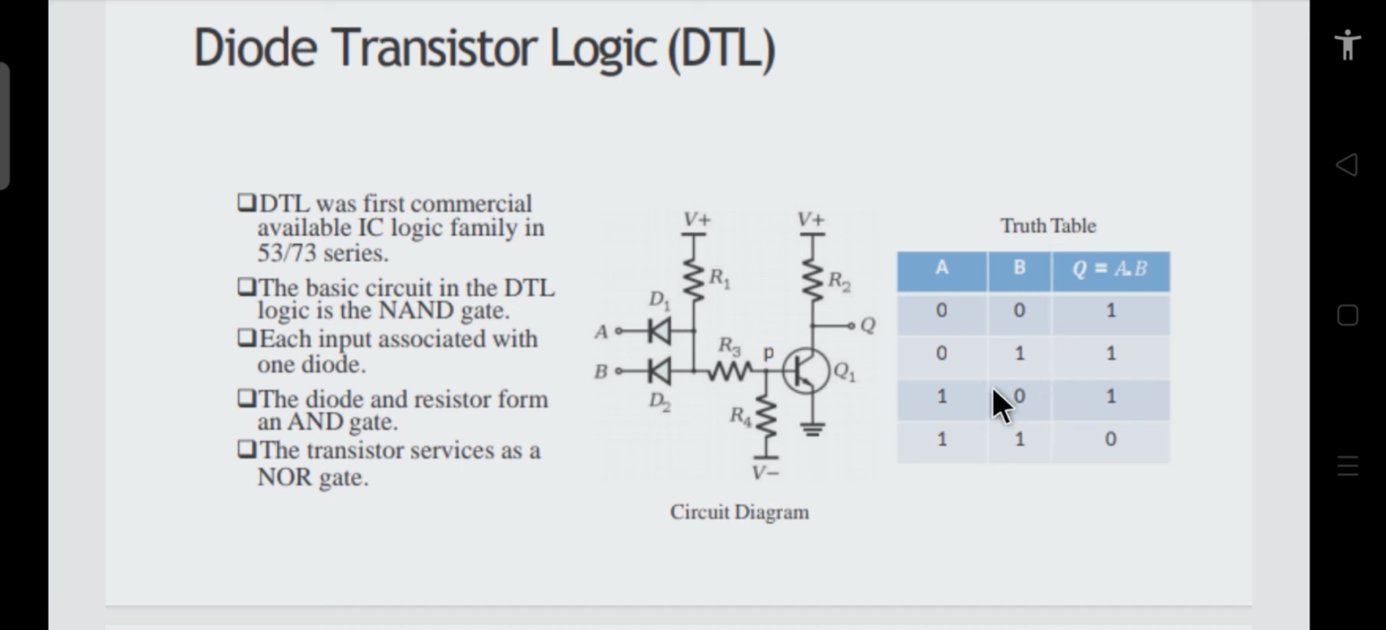Then what happens? These transistors will switch off transistor Q1, and it will not operate. It will be off. So Q will be high in each of these cases. So you see Q is high. Okay, so this is like this.